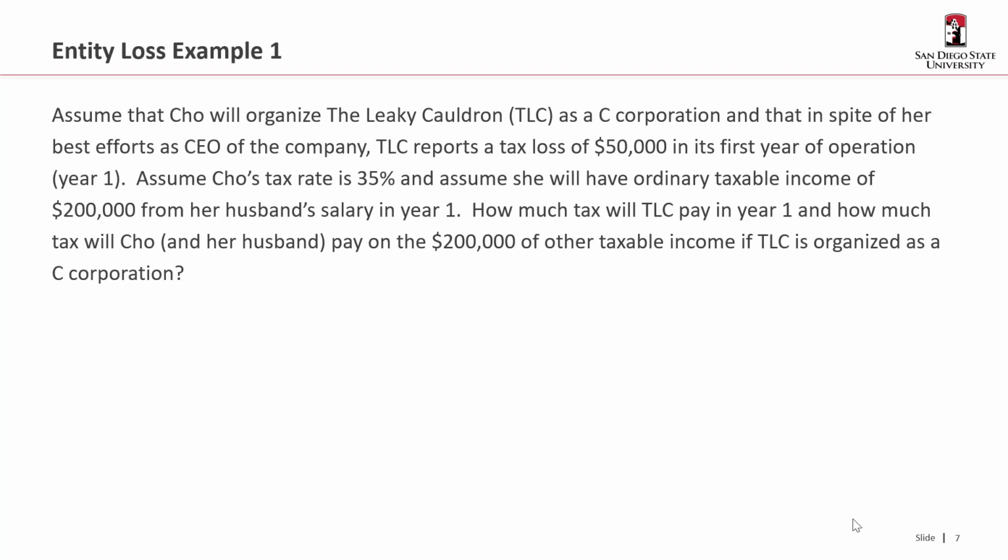Okay, so let's assume that Cho's going to organize the Leaky Cauldron, or TLC, as a C Corp, and that in spite of Cho's best efforts as CEO of the company, TLC reports a tax loss of $50,000 in its first year of operation. Just for the sake of simplicity, assume Cho's tax rate is a flat 35%. She's going to have ordinary taxable income of $200,000 from her husband's salary in year one. So how much tax will TLC, the corporation, pay in year one? And how much tax will Cho and her husband pay on the $200,000 of other taxable income if TLC is organized, as we've listed here, as a C corporation?